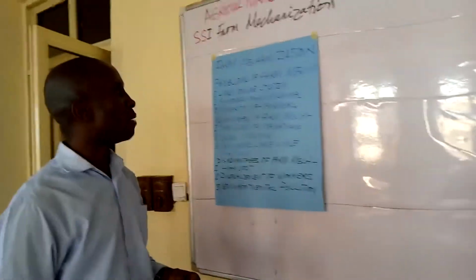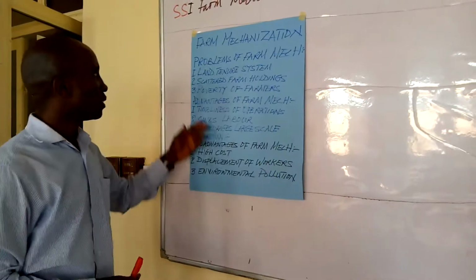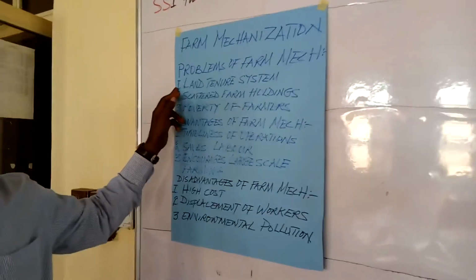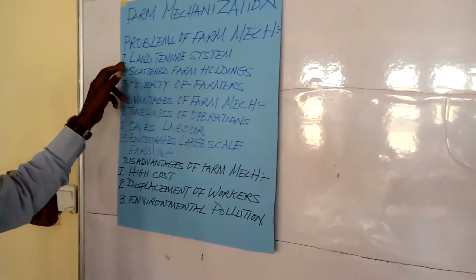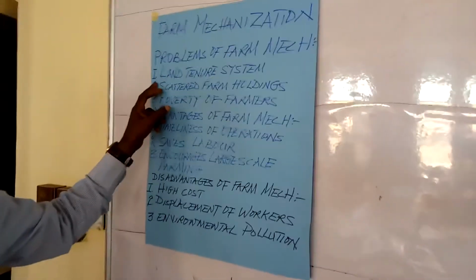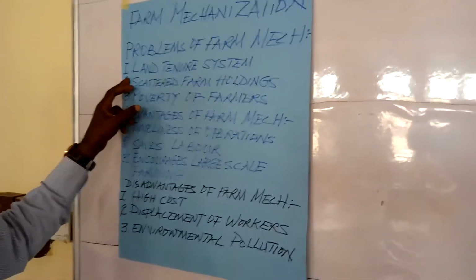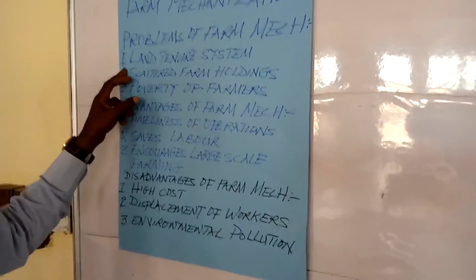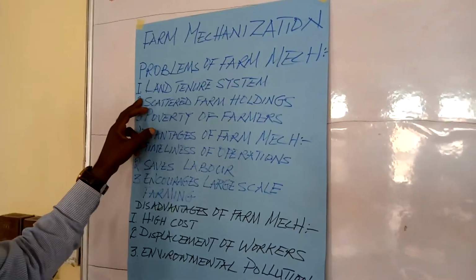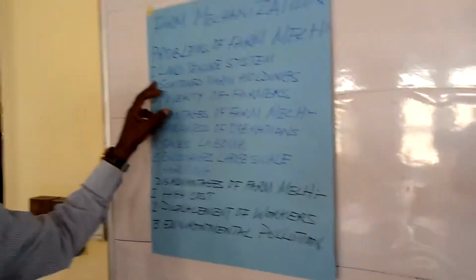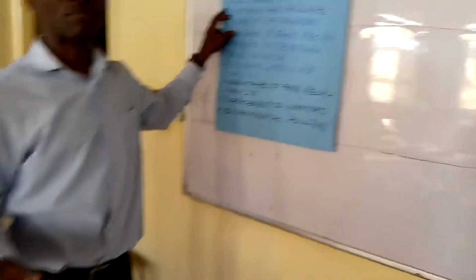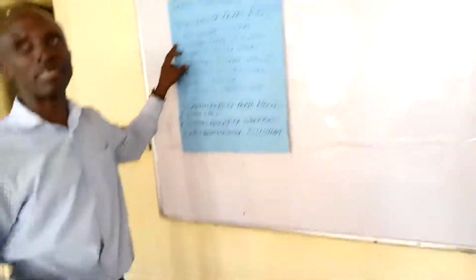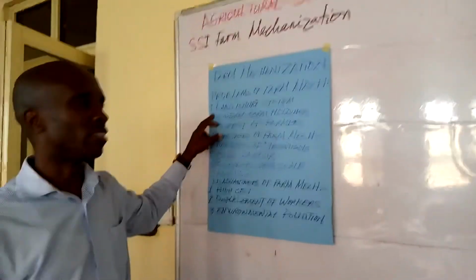Now, what are the problems of farm mechanization? Number one is land tenure system. For you to successfully practice farm mechanization, you need a large expanse of land. But the land tenure system in Nigeria especially does not permit availability of large expanse of land, because the prevalent land tenure system in Nigeria is communal land tenure system, in which the farm is shared to members of the family. It is difficult to have large portions of land for farm mechanization because as the family is increasing, that is, as the population is increasing, the size of land is not increasing. So it becomes difficult to carry out farm mechanization in Nigeria.